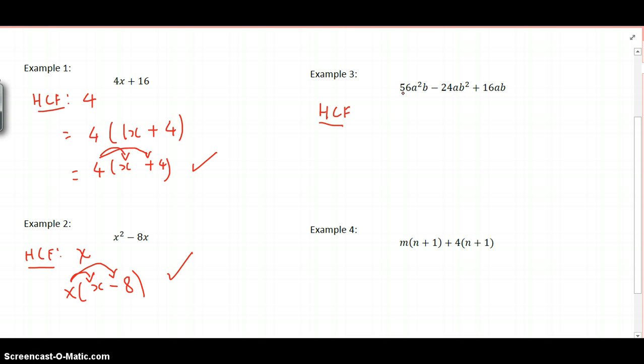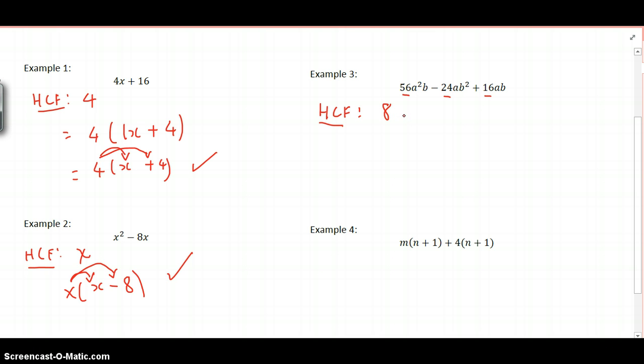So let's look at these numbers first. Let's not even worry about the letters. You've got 56, you've got 24, and you've got 16. Now you need to go back to your times tables and ask yourself, what is the highest number that can go into 56, 24, and 16? That number is not going to be 2. However, 2 does go into 56, 24, and 16. However, there's a bigger number that does go into all 3 of them. Once you've thought about that, the number is in fact 8.